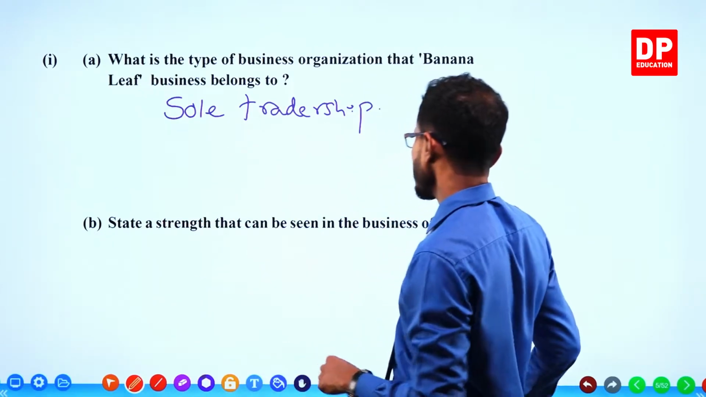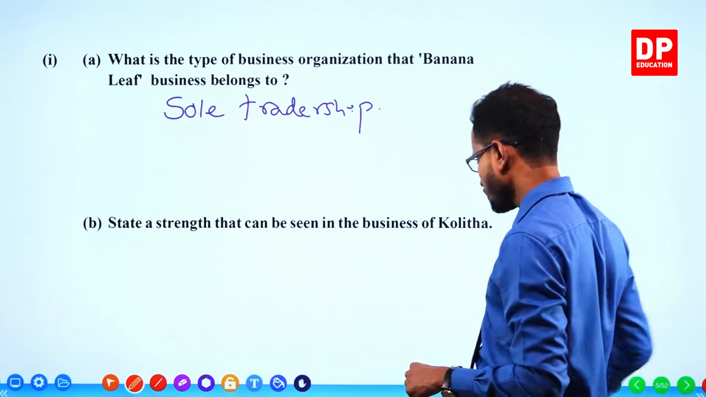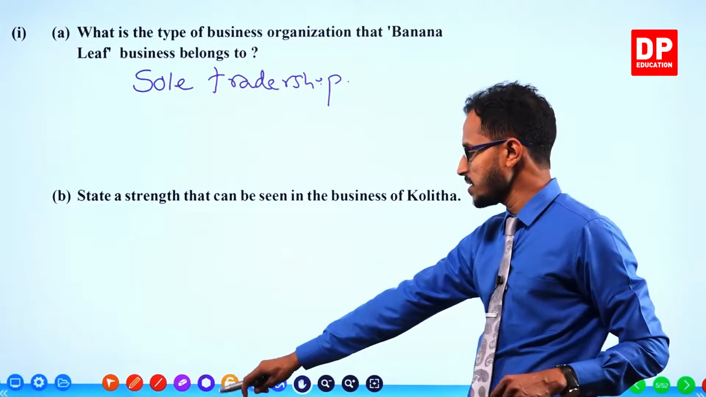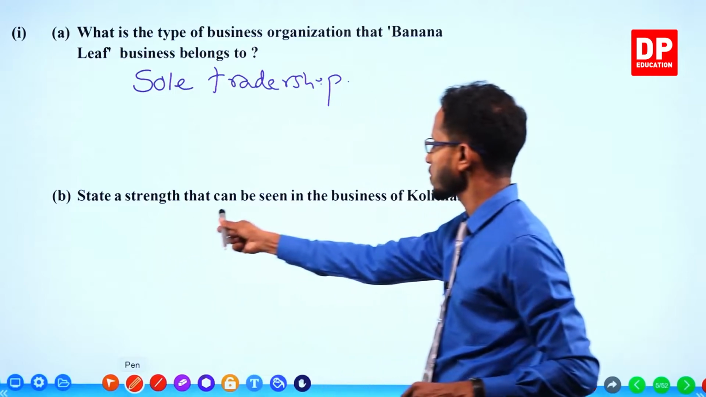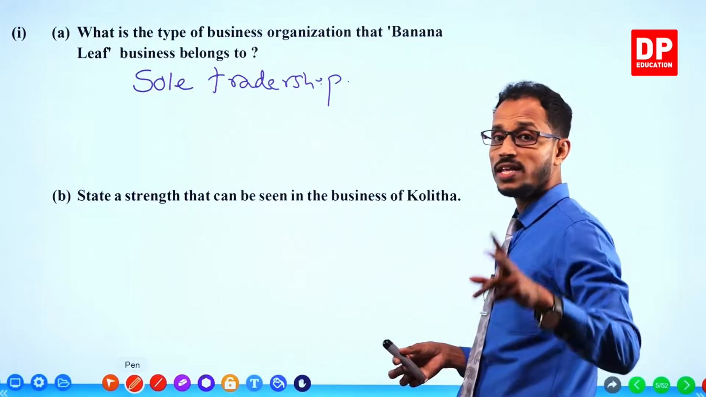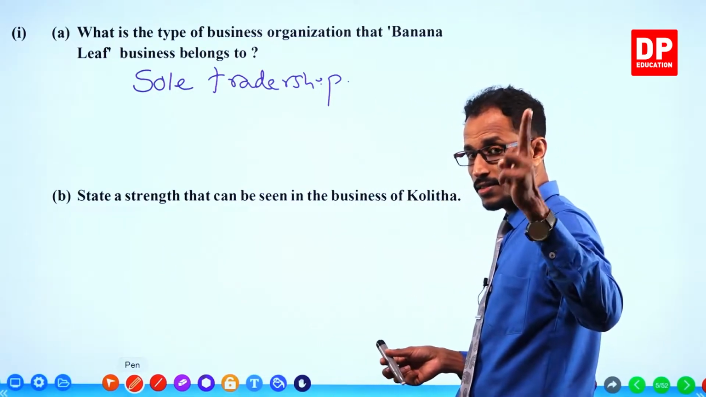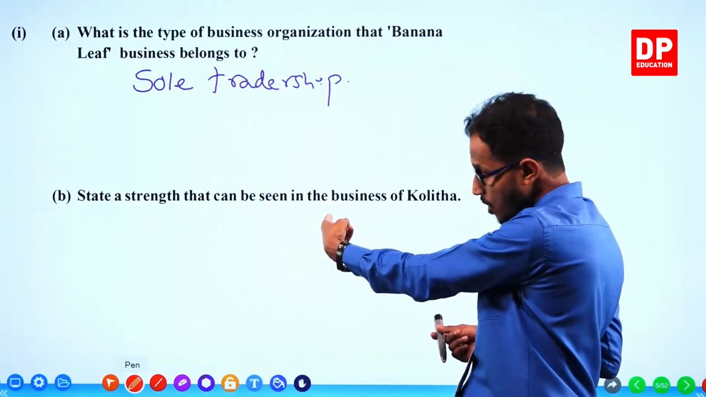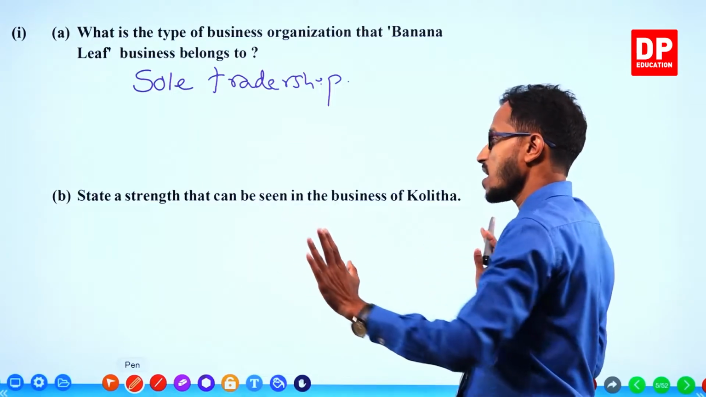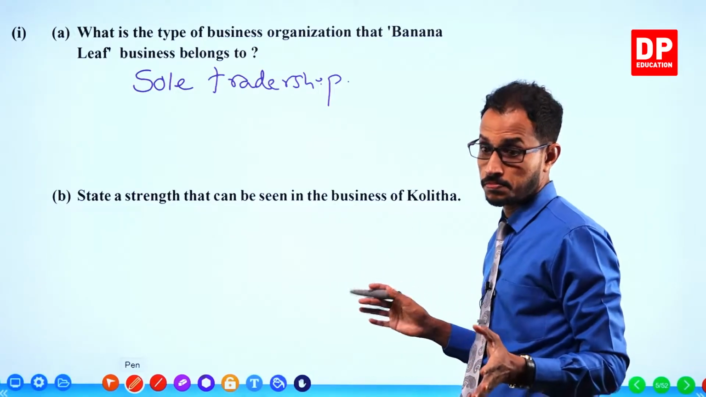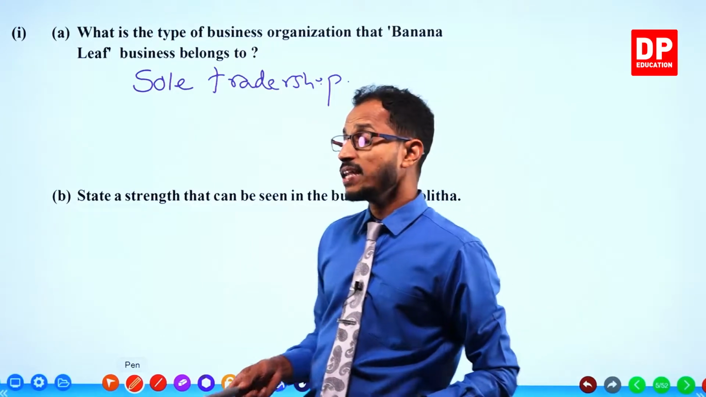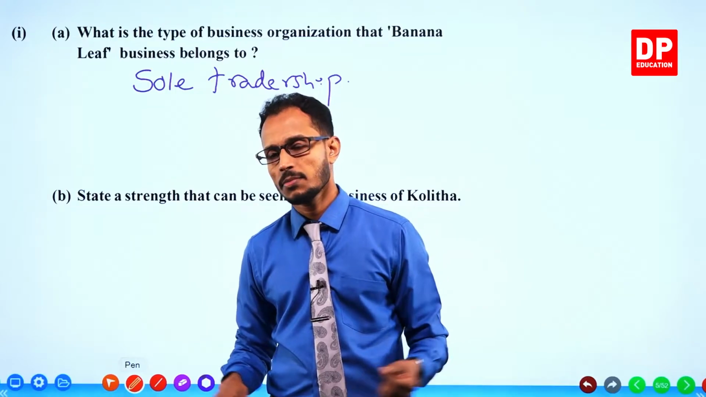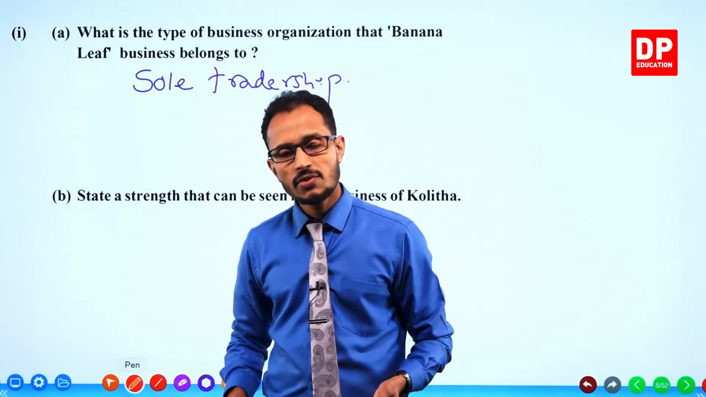Second, state a strength that can be seen in the business of Kolita. This is not the business of Bhanuka. Now, in this question, they are asking about Kolita. Don't get fooled by this type of attempts. I mean, they're not trying to fool you, but they are trying to trick you sometimes.